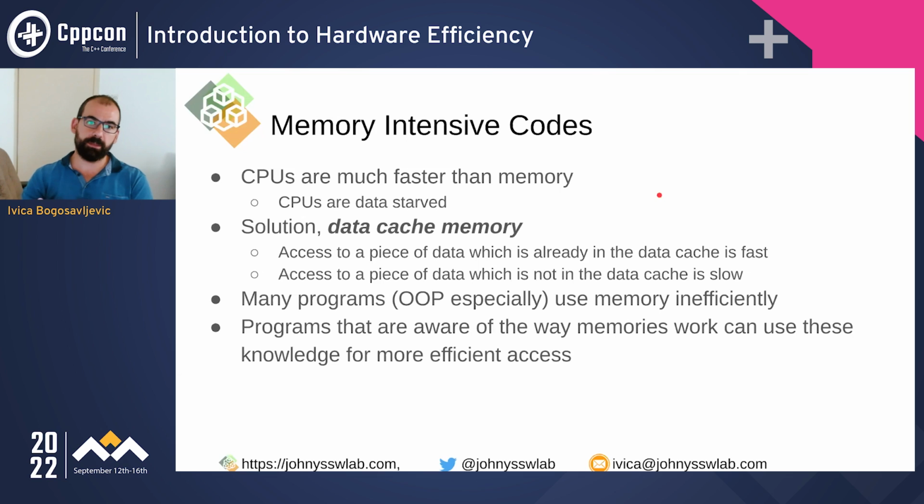So we know that CPUs nowadays are much faster than memory, and that creates a situation where CPUs are actually data starved. A solution to that is data cache memory. So what is a data cache memory? A data cache memory is a small memory inside the CPU itself, which is really fast but small. If your program is accessing a piece of data which is already inside the data cache, you have fast access. If your CPU is processing a piece of data which is not in the data cache, it needs to be fetched from the memory to the data cache, and then this access will be slow.